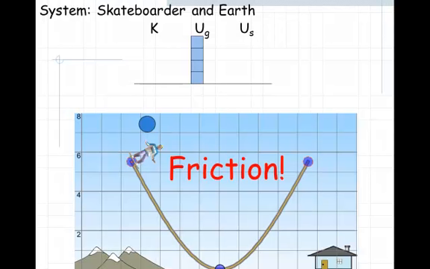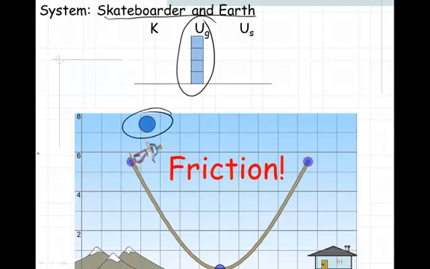This time, let's look at what happens to the skateboarder on the ramp if we introduce friction. Our system is still the skateboarder and the earth. At the very beginning, the skateboarder still has all gravitational potential energy, let's say 4 units of gravitational potential energy, and there's the size of its pie chart. It's all blue because it's all gravitational potential energy.